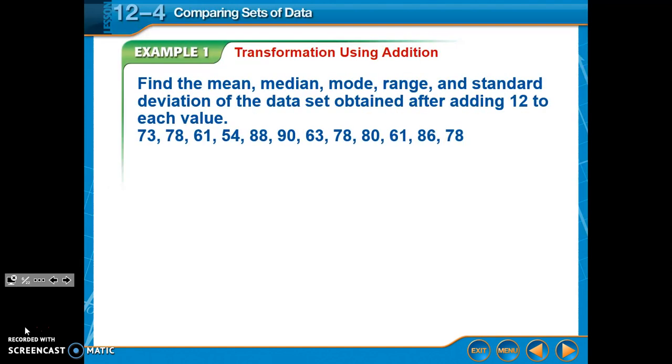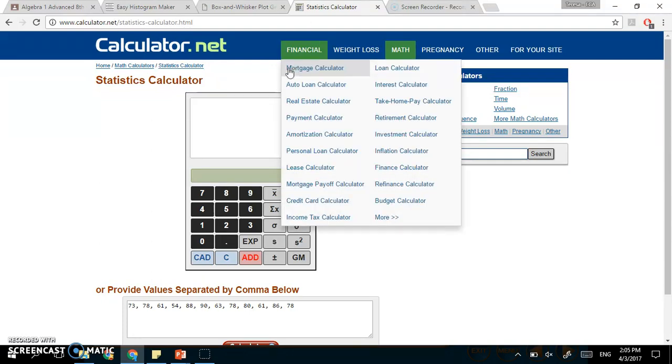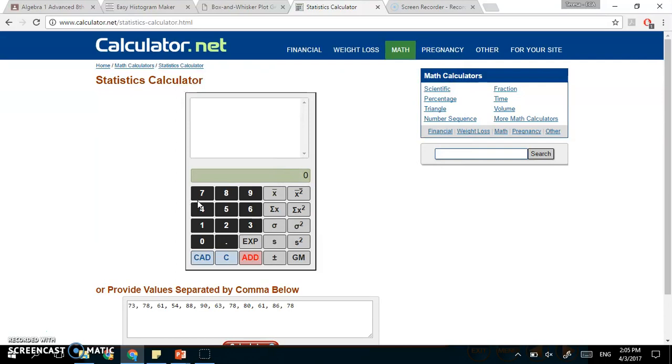So if I have a list of numbers and I want to find the mean, median, mode, range, and standard deviation of the data set obtained after adding 12 to each value, I want to know what it does. So I'm going to show you guys a calculator that you can use at home to enter these values. Okay, so what I've done is I went to calculator.net and statistics calculator. I put this link to the site in the Google Classrooms.